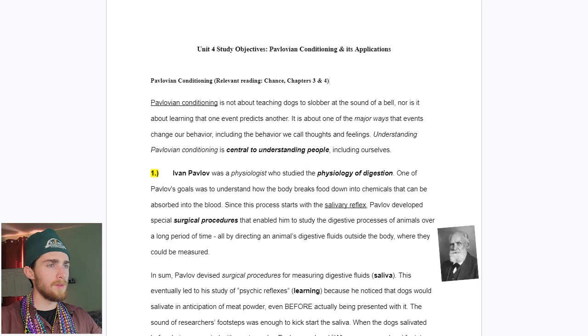So, Pavlovian conditioning. Pavlovian conditioning is not about teaching dogs to slobber at the sound of a bell, nor is it about learning that one event predicts another. Pavlovian conditioning is about one of the major ways that events change our behavior, including the behavior that we call thoughts and feelings. Understanding Pavlovian conditioning is central to understanding people, including ourselves.